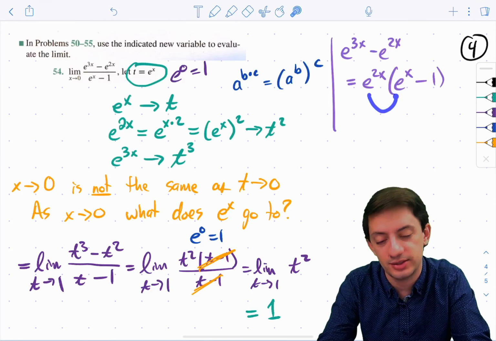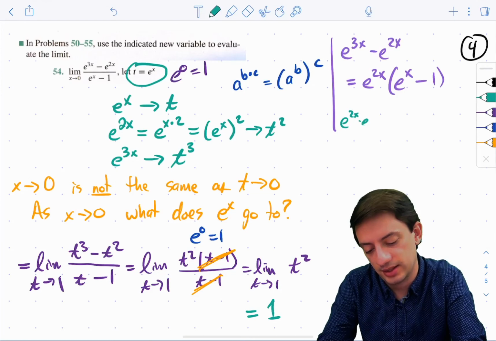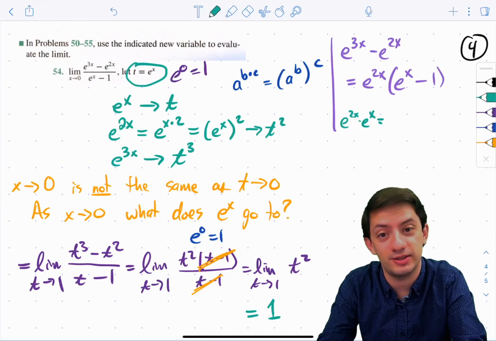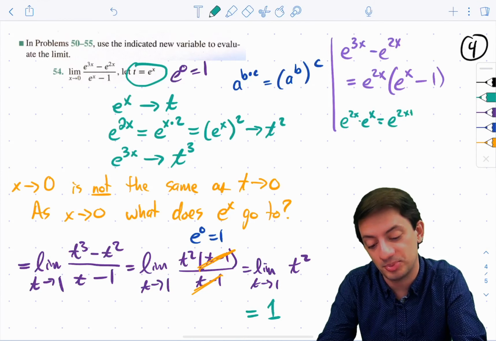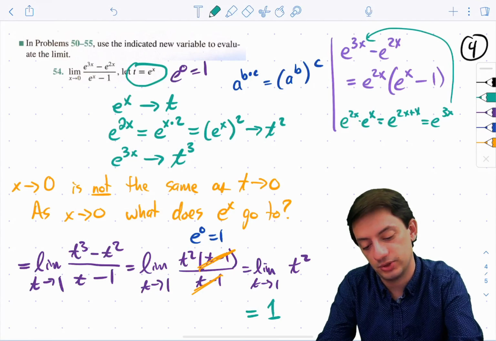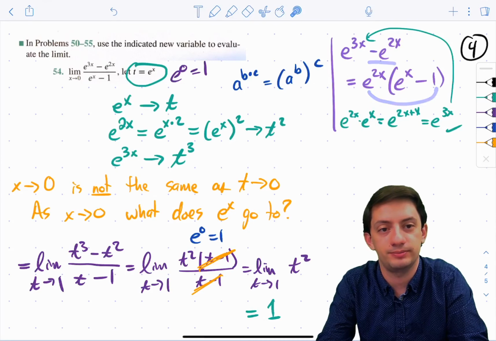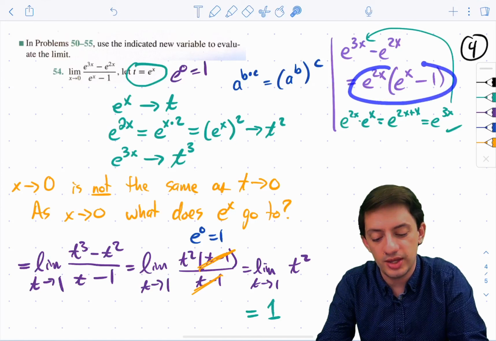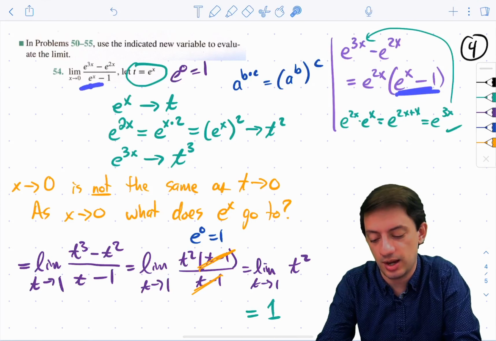E to the 2x times e to the x. The way this works, it's the same as the rule we saw before, but in reverse. This is e to the 2x plus x, which is e to the 3x. So that's good. And then e to the 2x times minus 1 gives us this term. So this is how you would have factored it, and this would have canceled with the denominator.